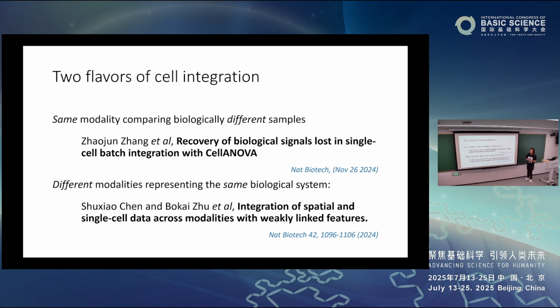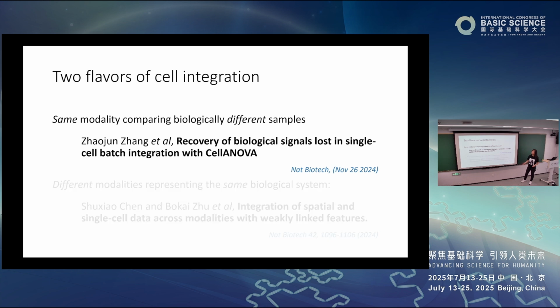And that's called CellAnova. In the second case, you have different modalities, RNA, ATAC, protein, whatever, but they're all measured on the same biological sample. In this case, we developed a method that can integrate across weakly linked modalities. So in the interest of time, I'm just going to take 2 minutes and go really quickly over the key idea behind CellAnova.